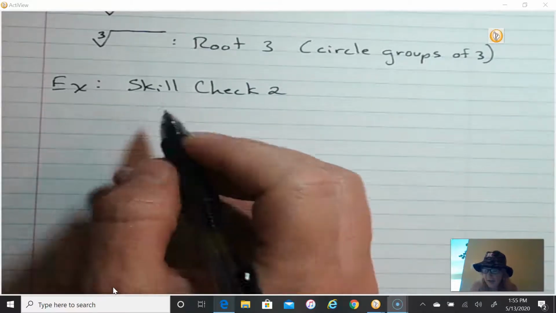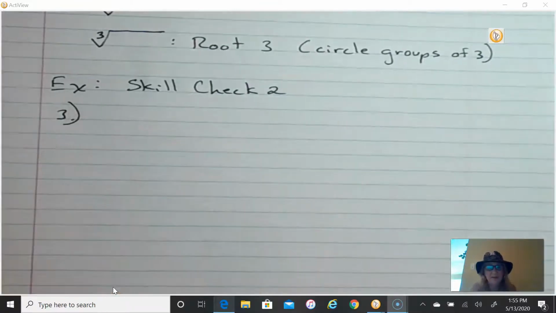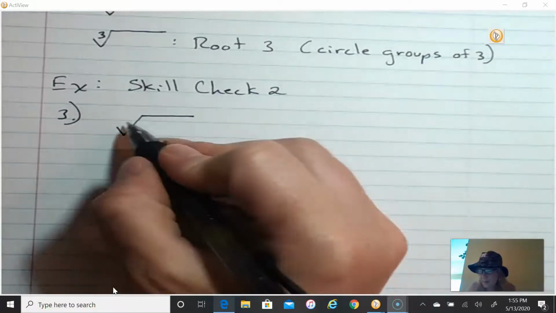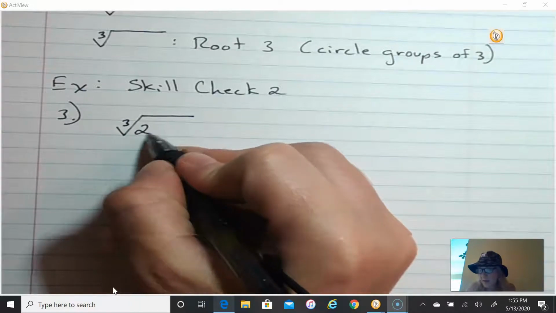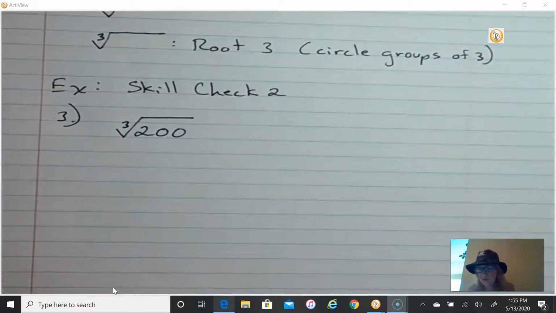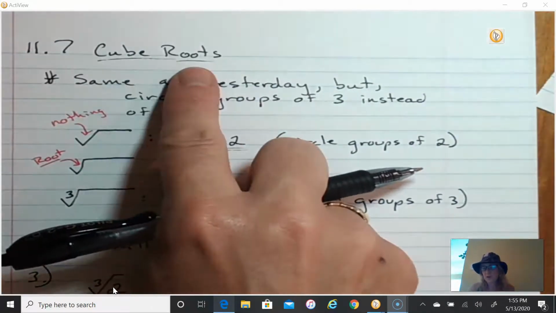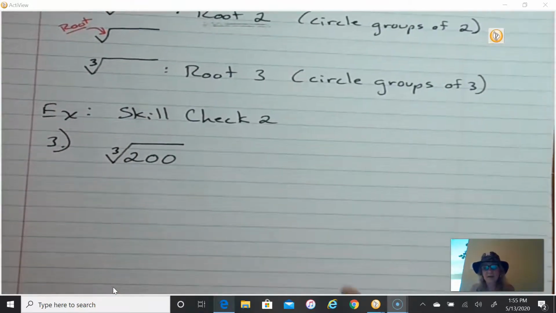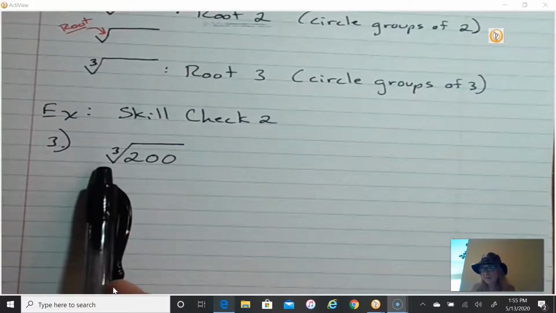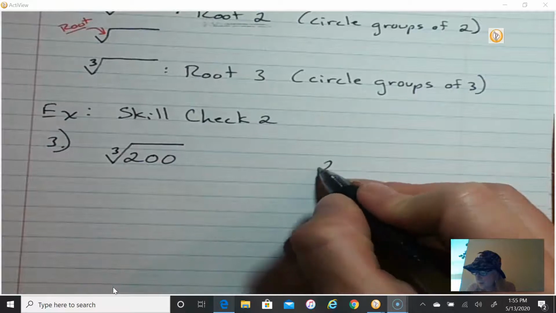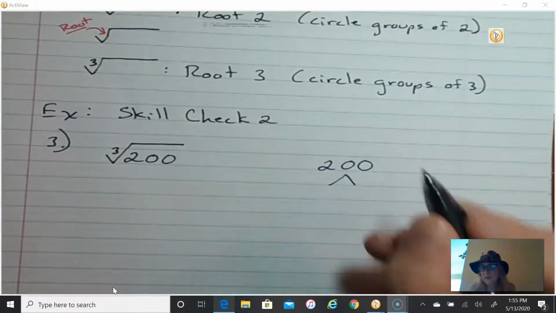Okay, so skills check. We're going to do the number 3 on the skills check. All right, so look, I'm making it big. It has 3. So instead of the square root of 200, they're saying what is the cube root of 200. Remember, square is like the little 2. This is cube root of 200. You're going to do the same thing. Do your factor tree.